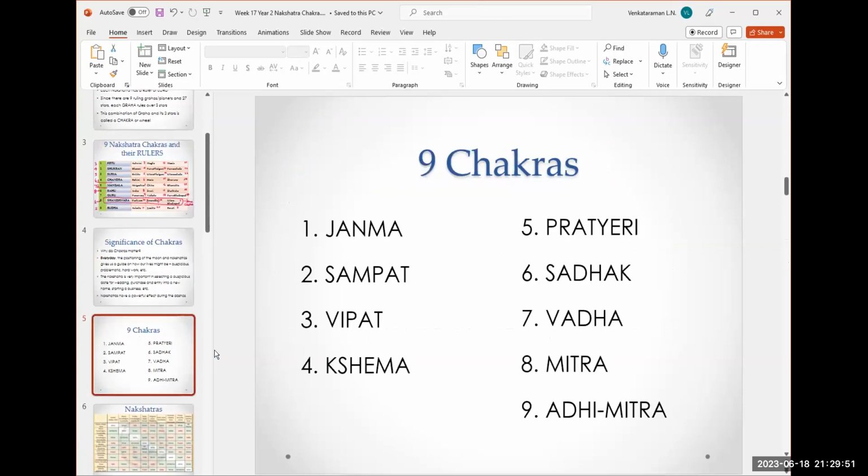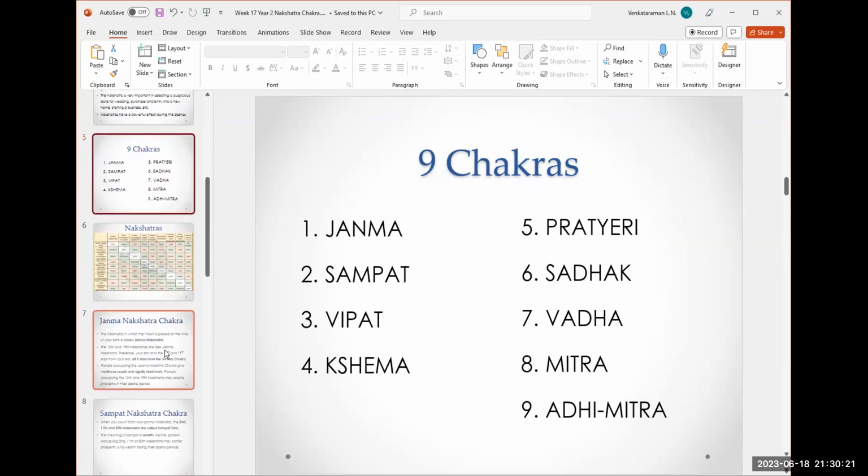So let's also have a look at this. It's almost 7. So, Ms. Sarasija, you can read this one more time. Read this aloud. First one, Janma. Then second, Sampat. Third, Vipat. Kshema, fourth. Fifth, Pratyari. Sixth, Sadhak. Seven, Vadha. Eight, Mitra. Nine, Adimitra. So just one line, we'll try to recap on each.